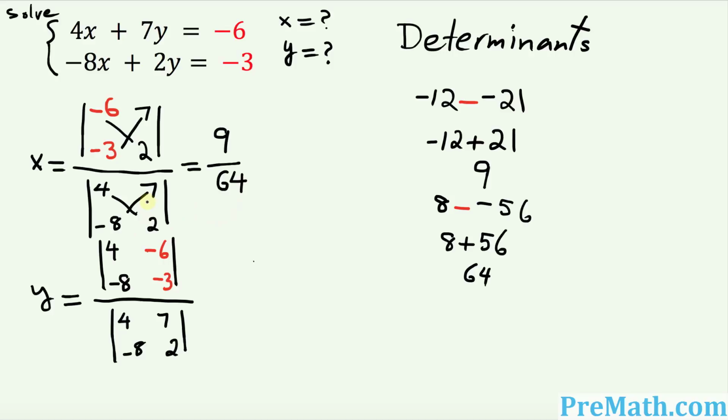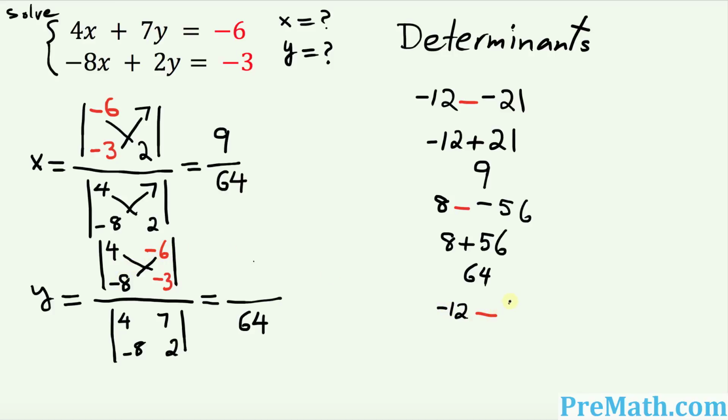Now, one more thing: as you can observe, the bottom determinants are the same. So that means what is going to happen? This has got to be the same value, which is 64. Now let's take care of the top determinant. You multiply this one, which is negative 12. Then I want you to put down a minus sign right after that. And then cross multiply the other way around. Negative 6 and negative 8 become positive 48.